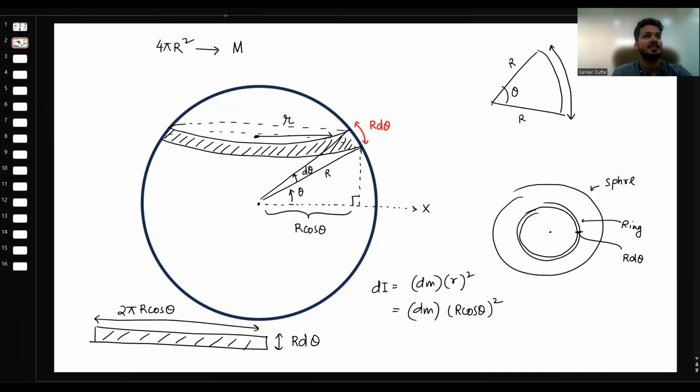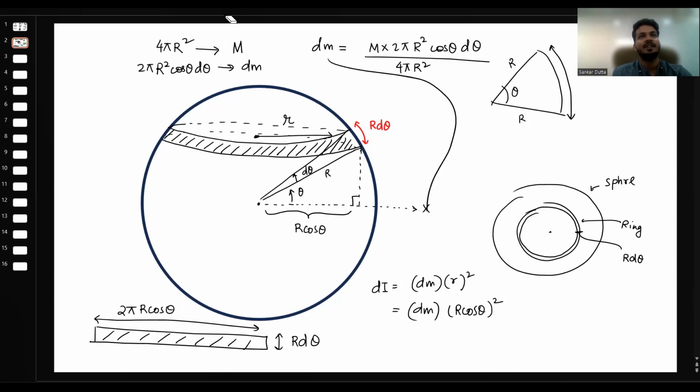So guys, tell me what is the area of the strip? Well, 2 pi r square cos theta d theta will have how much mass? dm. Now, if you remember the unitary method, dm will be equal to how much? Cross multiply and equate. So M into 2 pi r square cos theta d theta divided by 4 pi r square. This is how you get the value of dm. And after you find the value of dm and plug it here, r cos theta square, you perform the integration with respect to theta, right?